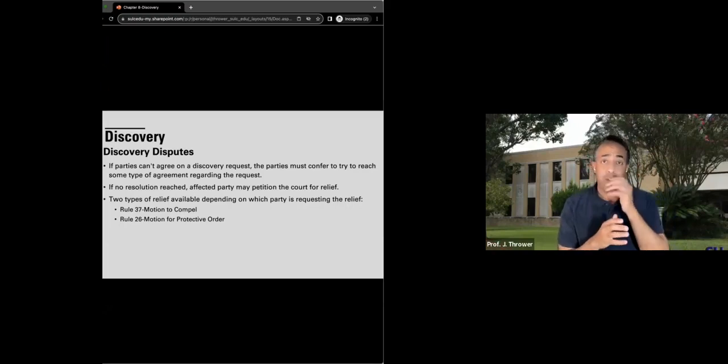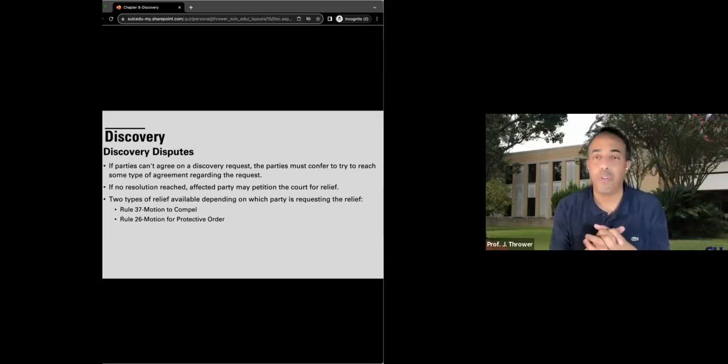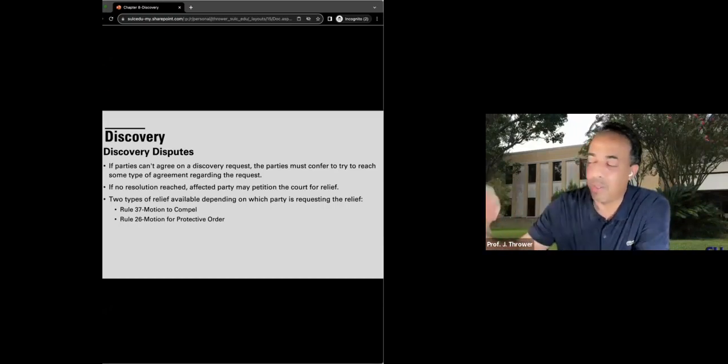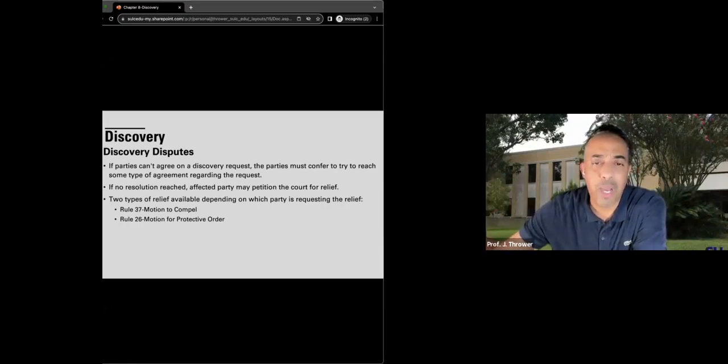What about if the party who refuses to produce the documents desires not to produce the documents, then what relief is available to him? That party could file a motion for protective order under Rule 26. And we've talked a little bit about the specifics of a protective order already and what is entailed there. So let's talk a little bit more here about a motion to compel, which could be filed under Rule 37.